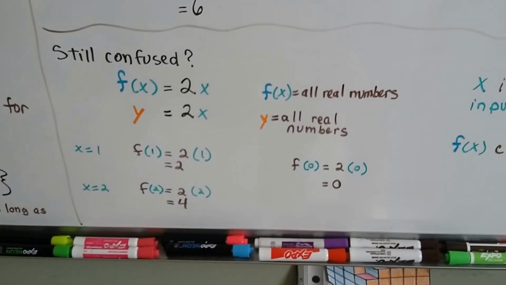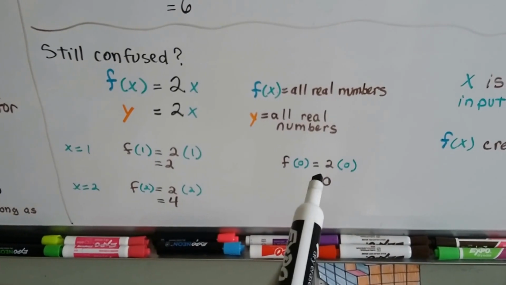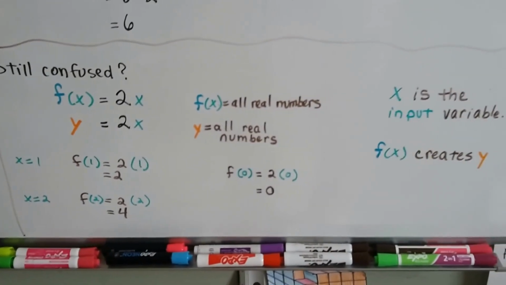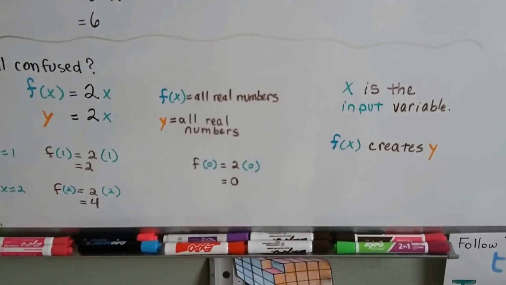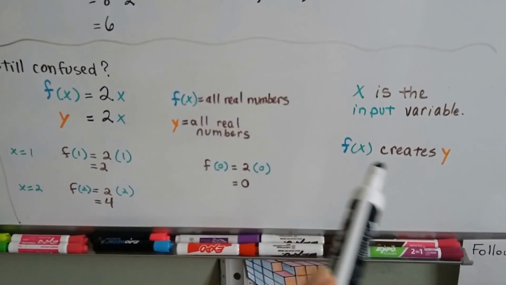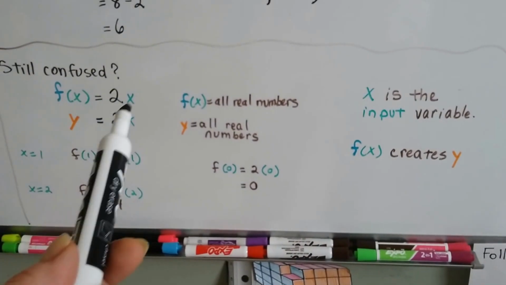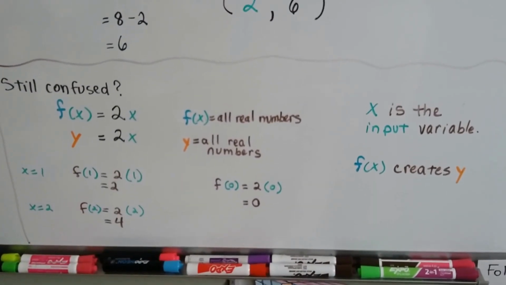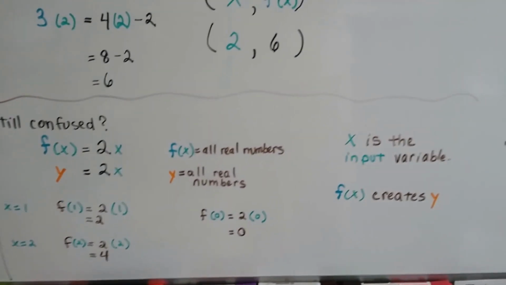Y can be all real numbers. The function of x can be all real numbers. It could even be 0. See? X is the input variable, and f of x creates the y. It uses the x to create the y. See? All right? Boy, I hope that made sense to you.